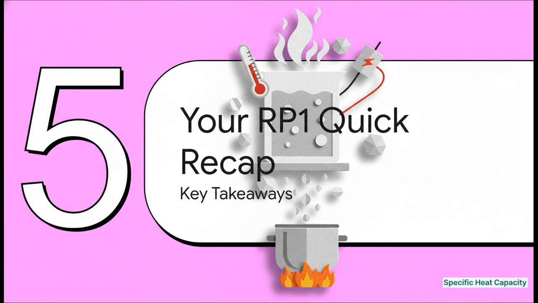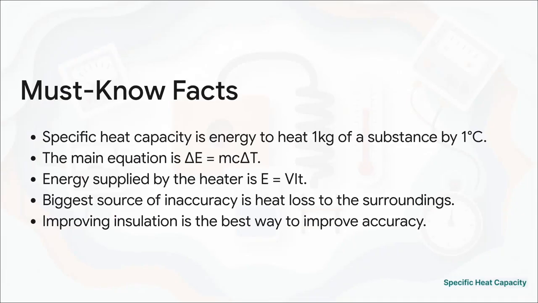Whew. Okay, we have covered a lot of ground there. Let's just boil it all down to the absolute must-know facts that you need for your revision. Here they are, your top 5 takeaways. 1. Know the definition. 2. Know the main equation, delta E equals mcΔT. 3. Remember how to calculate energy from the heater, E equals VIt. 4. Understand that the biggest error is always heat escaping to the surroundings. And 5. The best way to make your result better is to improve the insulation. Get those 5 points locked into your brain and you'll be in a fantastic position.